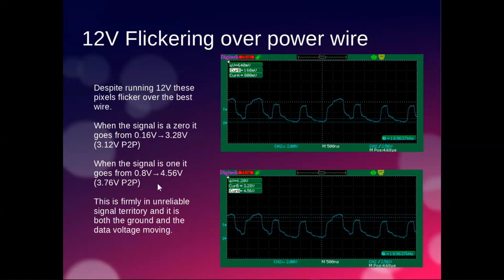However, when the signals are 1, it goes from 0.8 volts to 4.6 volts, which is 3.76 volts, which it is going to read as a 1. Right, so this is firmly in unreliable signal territory, and so you're going to get flickering on these 12 volt pixels that you won't get on your 5 volt pixels.